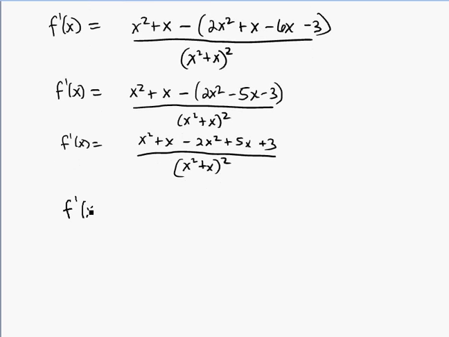So f prime of x is equal to negative x squared plus 6x minus 3 all over x squared plus x quantity squared. We should factor this, but it's not factorable. There's no factors of 3 to give me 6. So we're done.